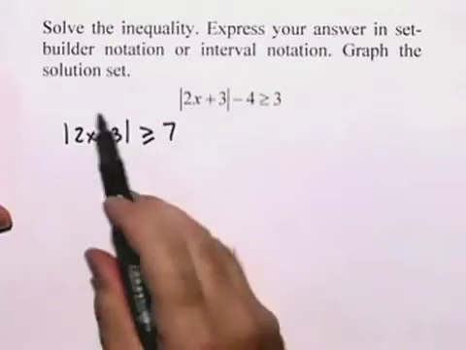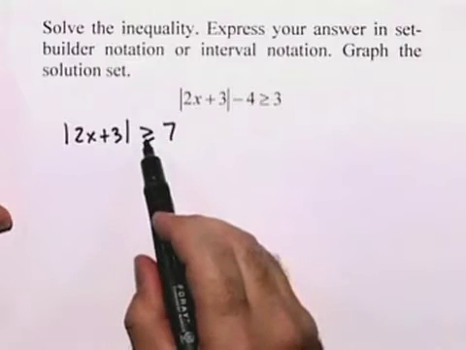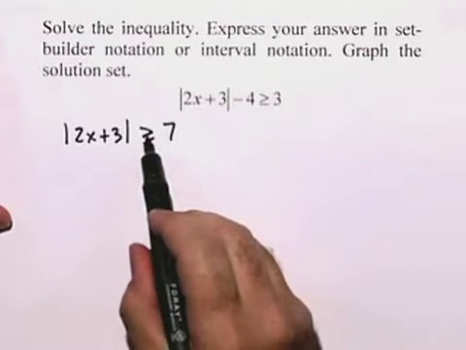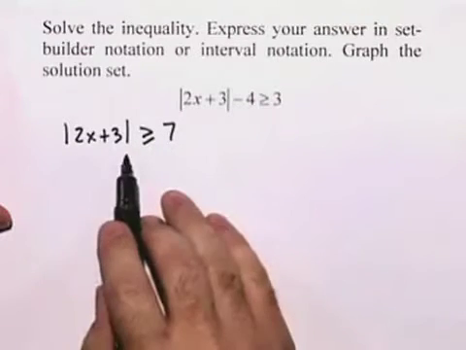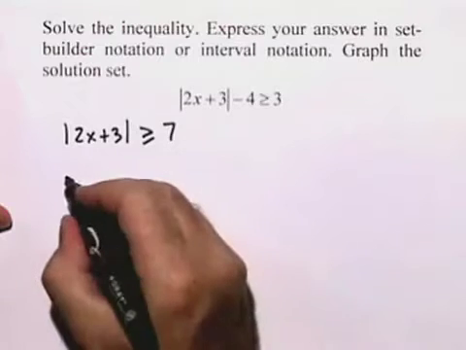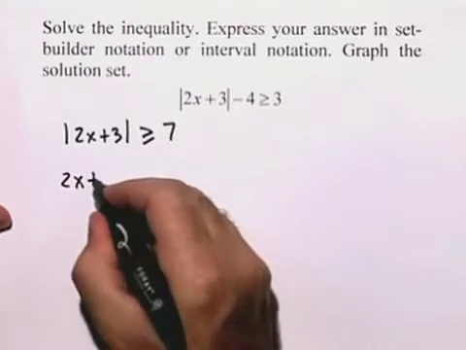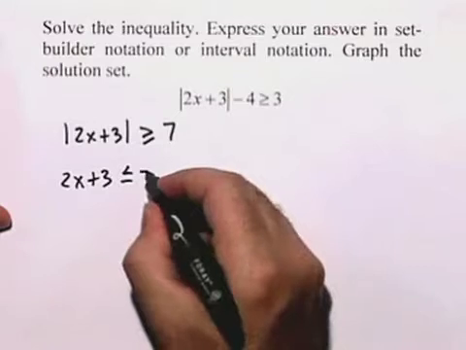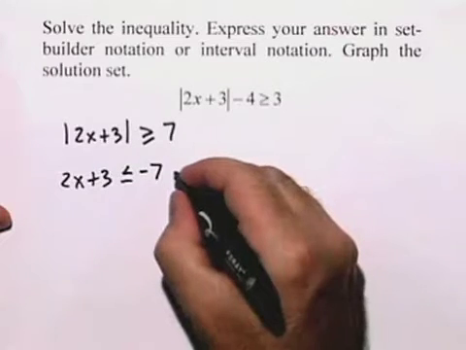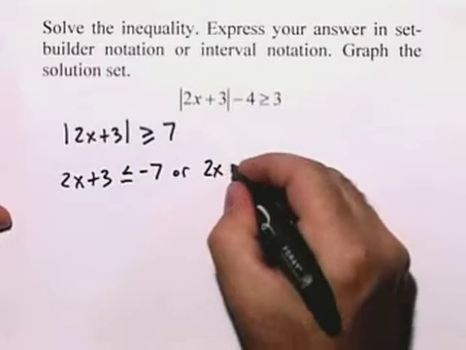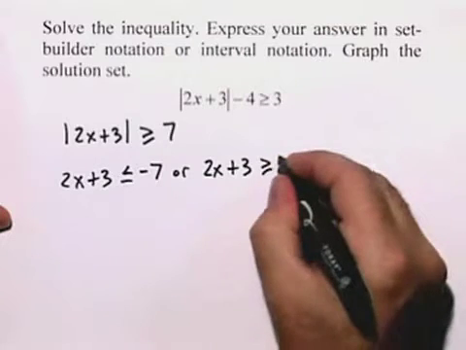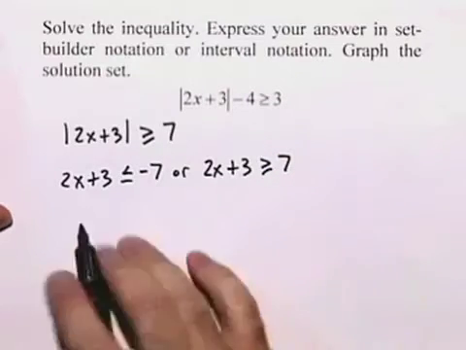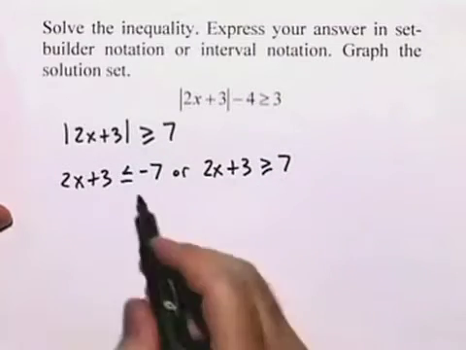Now that we've isolated the absolute value portion, and we see that the absolute value inequality involves a greater than, we're going to split this up into two linear inequalities. We'll have 2x + 3 less than or equal to negative 7, or 2x + 3 is greater than or equal to positive 7. We're going to solve these two linear inequalities.